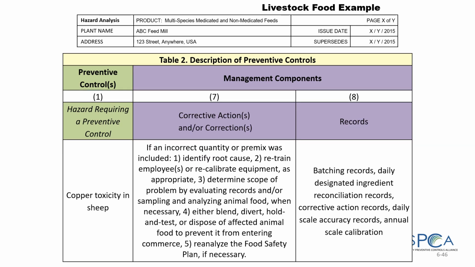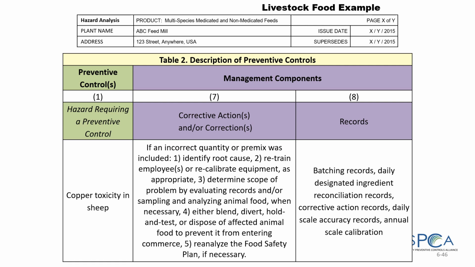So to finish table 2, I'm going to address my other management component of the corrective actions and corrections. Now let's read through some examples of these corrective actions. If an incorrect quantity or premix was included, identify the root cause, retrain employees or recalibrate equipment as appropriate, determine the scope of the problem by evaluating records and/or sampling and analyzing animal food when necessary, either blend, divert, hold and test or dispose of affected animal food to prevent it from entering commerce.